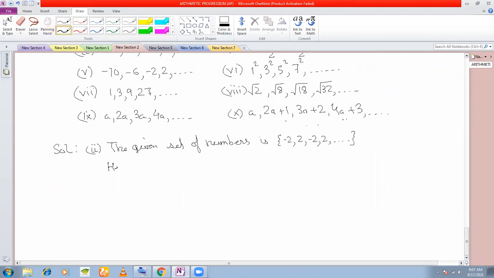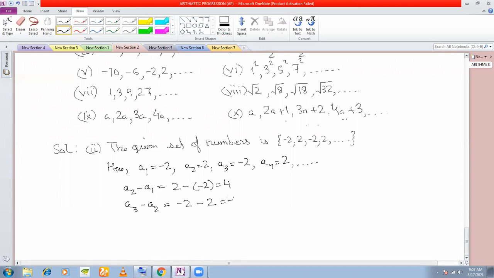So here, first term is equal to -2. Second term is equal to 2. Third term is given to be -2. Fourth term is given to be 2, and so on. So what is A2 minus A1 here? 2 minus -2, which will give you +4. What is A3 minus A2? A3 minus A2, which is -4.